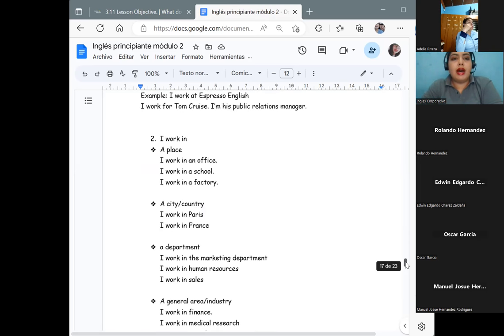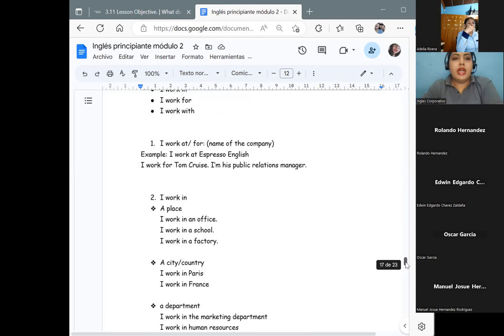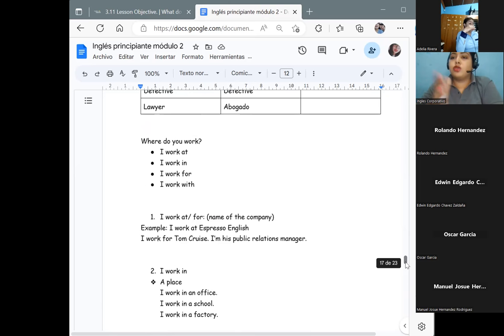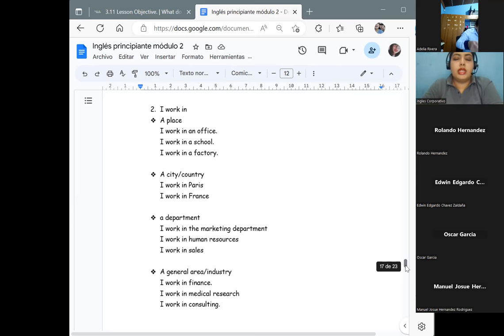Then we were talking about the different expressions that we can use when someone asks us, where do you work? También diferentes expresiones que se utilizan para responder la pregunta, ¿dónde trabajamos? Ya veíamos ahí el work at, el work in, el work for, el work with. Y teníamos algunos ejemplos de cómo se utiliza cada una de esas expresiones.